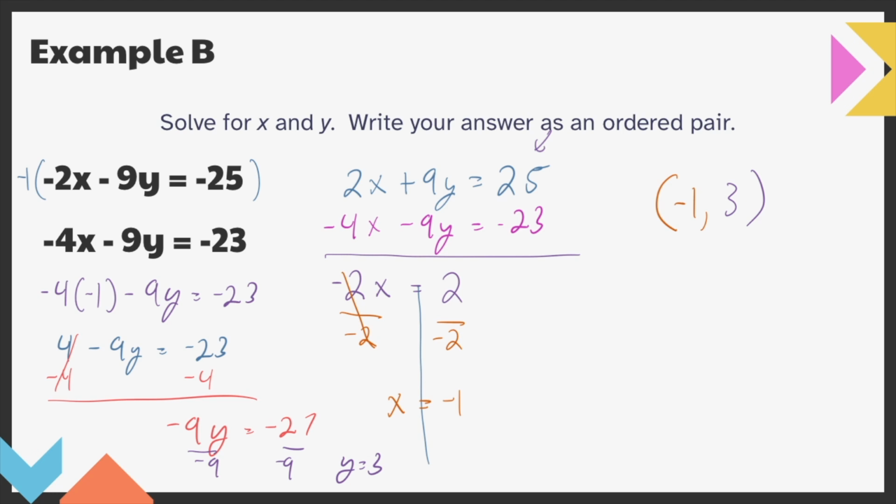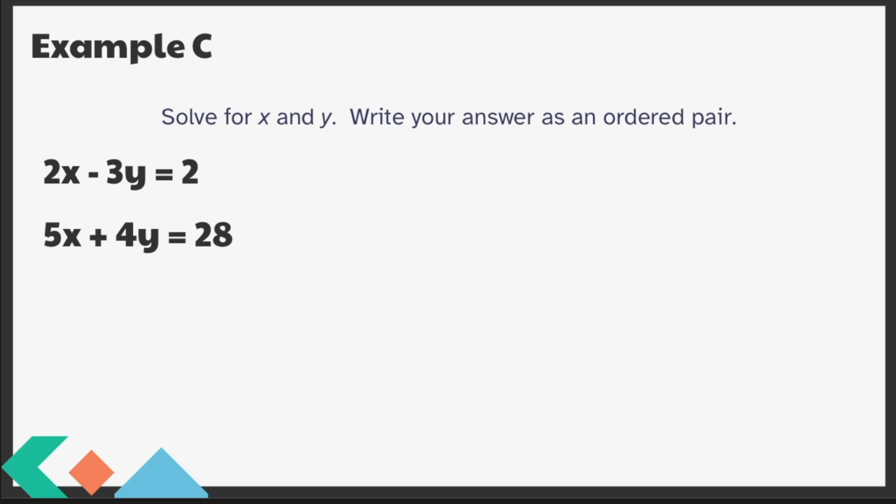Now let's take a look at example C. Here we are at example C, and it says solve for x and y, and write your answers in an ordered pair. So here we've got 2x minus 3y equals 2, and 5x plus 4y equals 28. So good news, they're already in standard form for me. I have got my x's and y's lined up, so that's great. Bad news is none of them look like they're going to be easy to multiply.